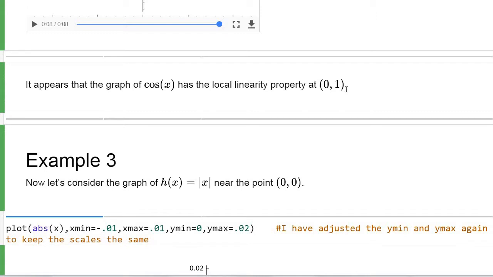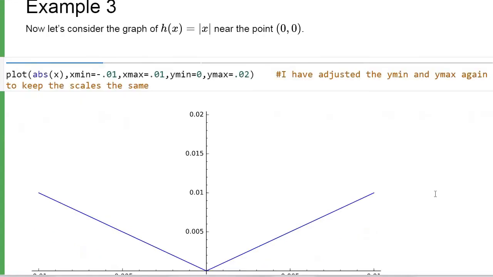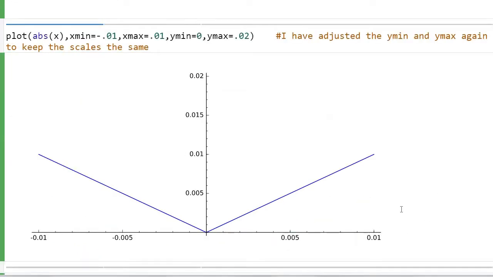Just because it has the local linearity property at one point doesn't necessarily mean it does at a different point. So kind of each point, it depends. For example, let's look at absolute value of x at the particular point (0, 0). And again, I adjusted the y min and y max to maintain the scales here. Otherwise, Sage might kind of adjust them and hide what I want to show.